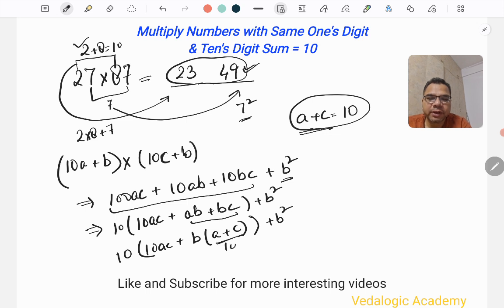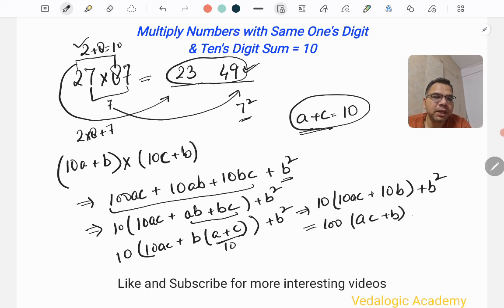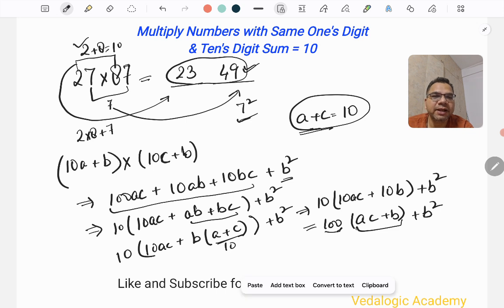So for this one I can put 10. So it becomes 10 common: 10AC plus 10B plus B square. Again I take 10 common, so it becomes 100 outside: AC plus B, plus B square. Any number when multiplied by 100 will have the last two digits as 0. And that's why if you add any number to it, in this scenario B square or 7 square, which is 49, gets added to a number which has last two digits as 0, the digits at the end will be 49. So that's why we have put the square of 7 as 49.